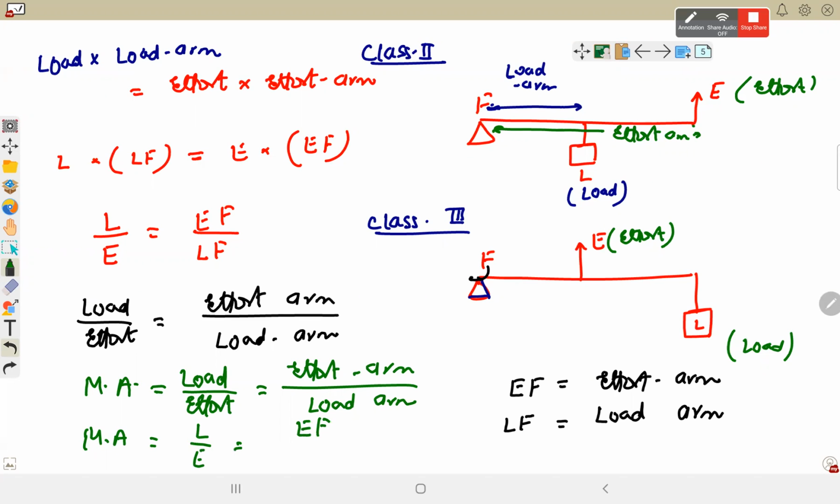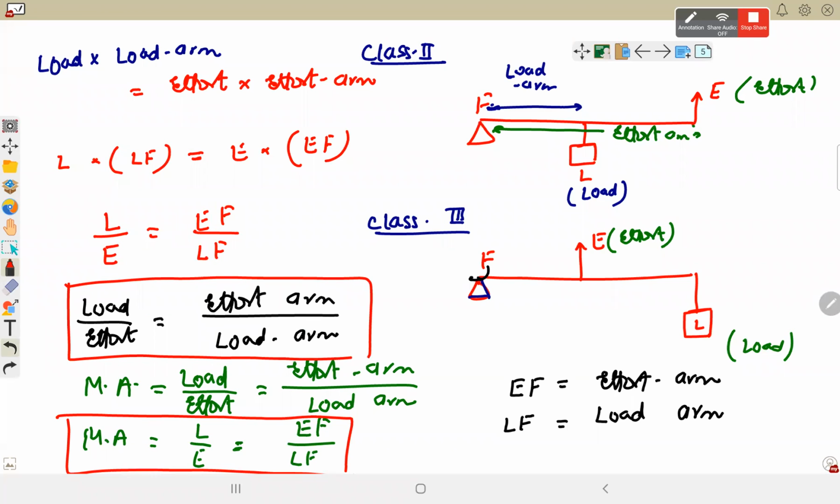Measuring load or effort directly will not be possible, but from any lever diagram, we can easily see whether the load arm is bigger or the effort arm is longer. So this relation, that load divided by effort is equal to effort arm by load arm and is equal to mechanical advantage, is called the principle of lever.